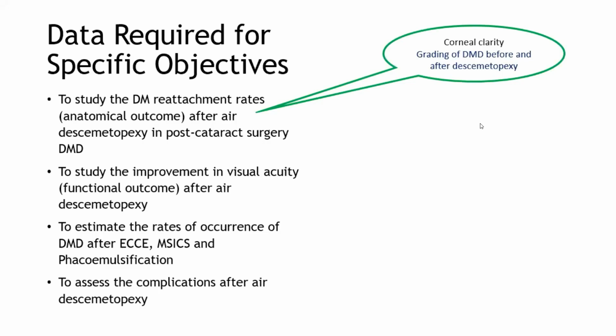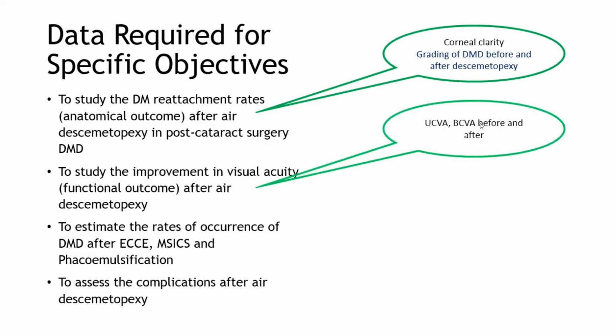So the second objective is fairly simple. We want to see the functional outcome. What are the data that is required for this? First is visual acuity. Visual acuity before Descemetopexy and visual acuity after Descemetopexy, and we see whether there is any improvement or not. Okay, that's a simple one.